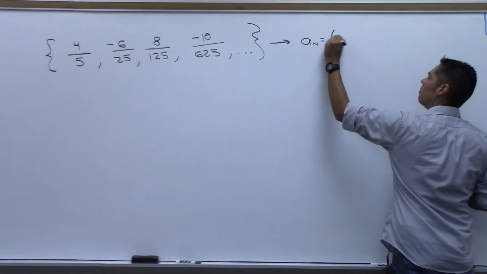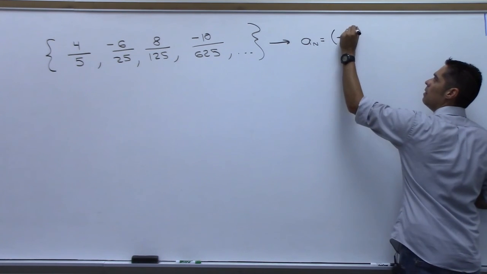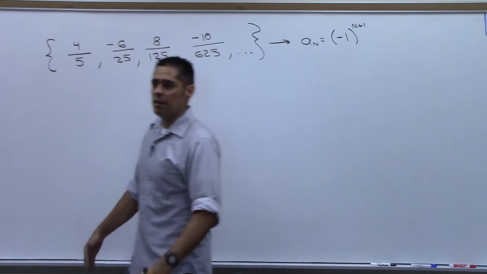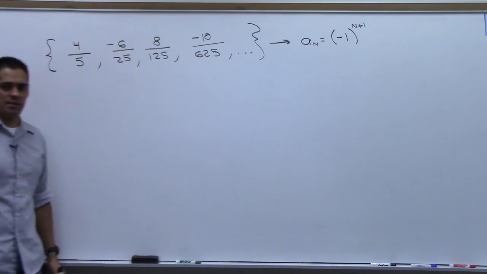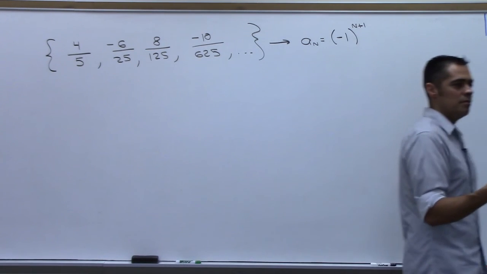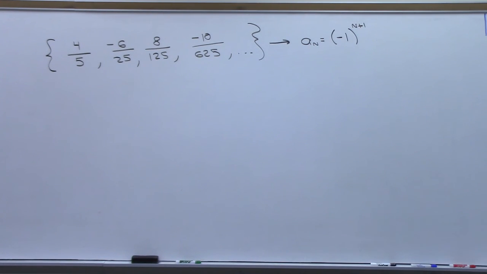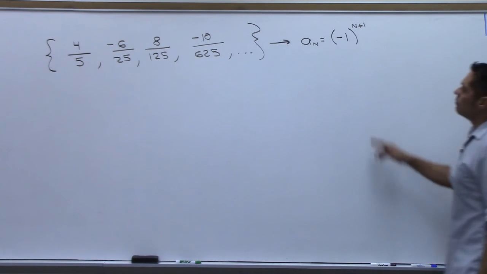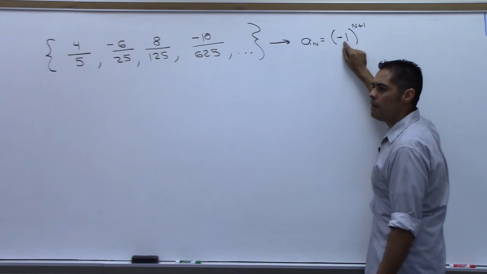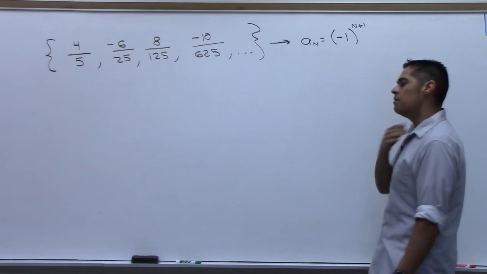Negative 1 raised to the n plus 1. Or n minus 1 would have worked also, or n plus 3 or n plus 7, n plus 121. It doesn't matter, as long as you get an even that first time through. If you start with a negative, you put a negative out there in front of the 1, and you just do it to the n.